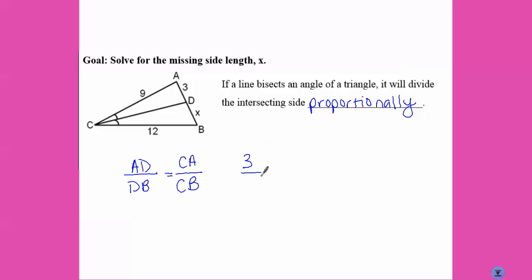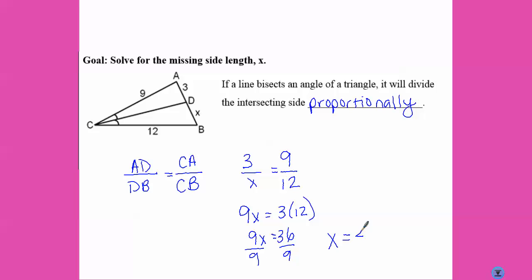AD is 3, DB is x, CA is 9, and CB is 12. Again, we're going to cross multiply and we get 9x equals 3 times 12. So 9x equals 36. And if we divide both sides, we get that x equals 4.